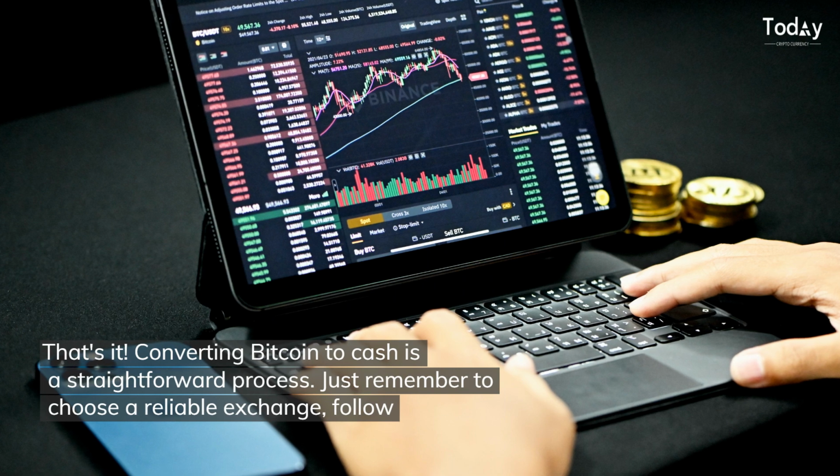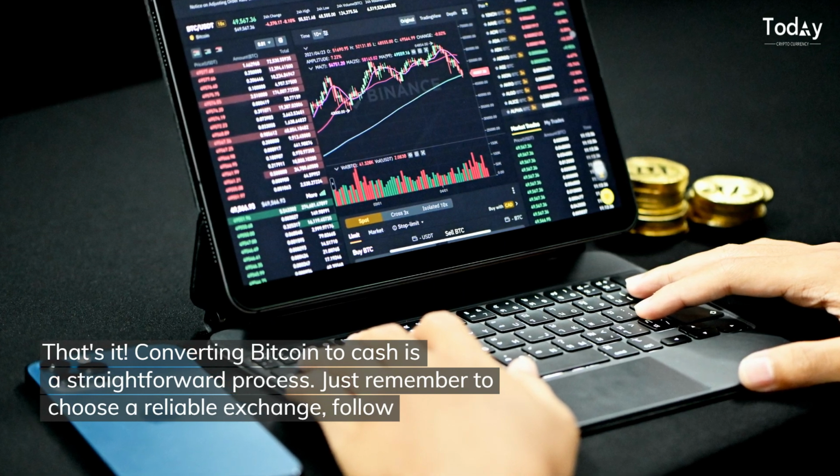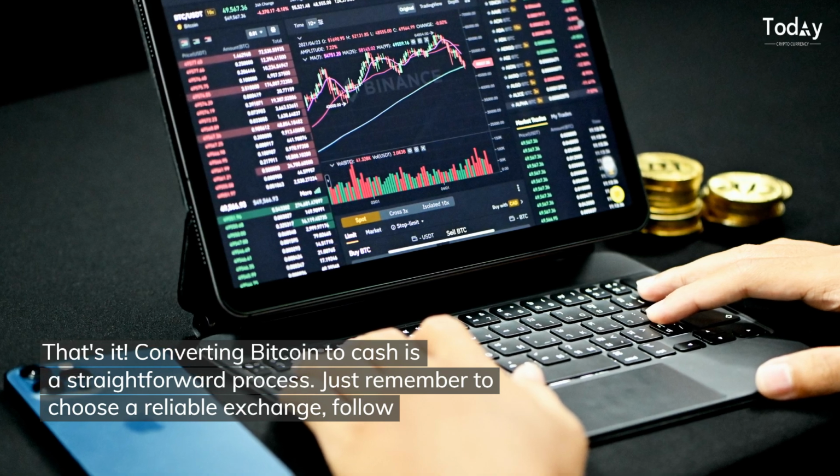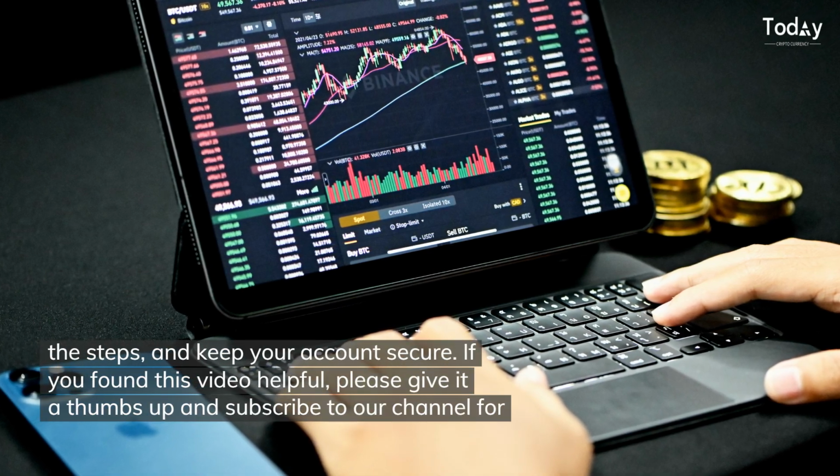That's it. Converting Bitcoin to cash is a straightforward process. Just remember to choose a reliable exchange, follow the steps, and keep your account secure.